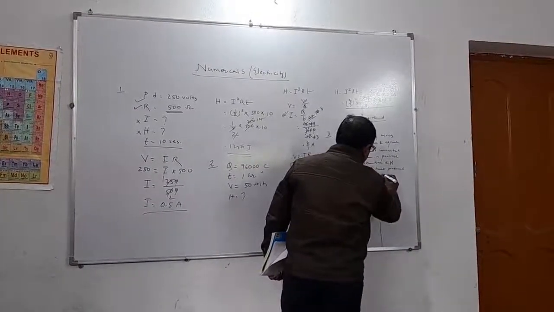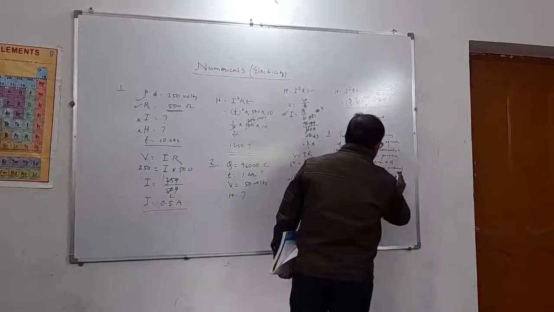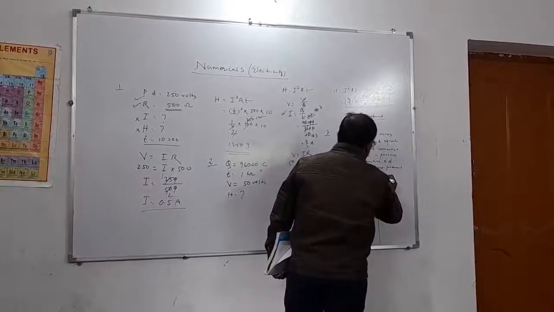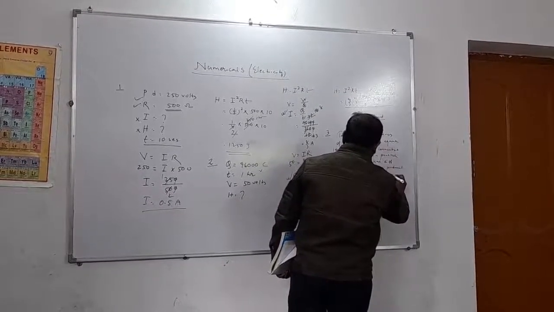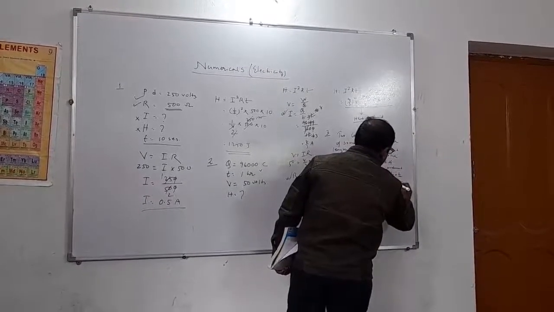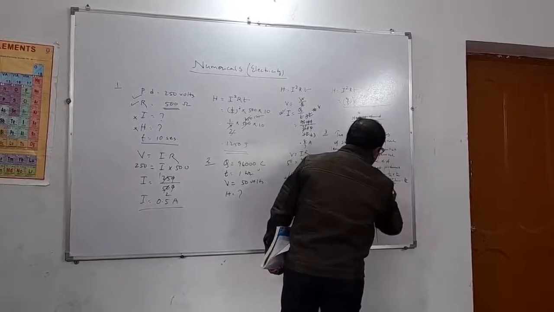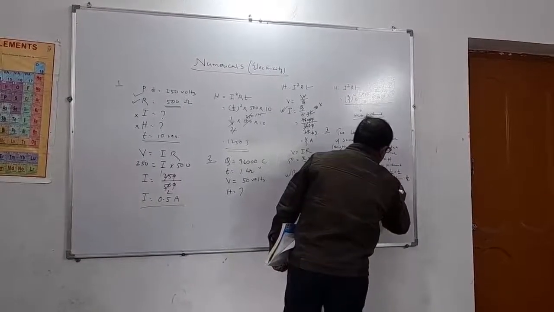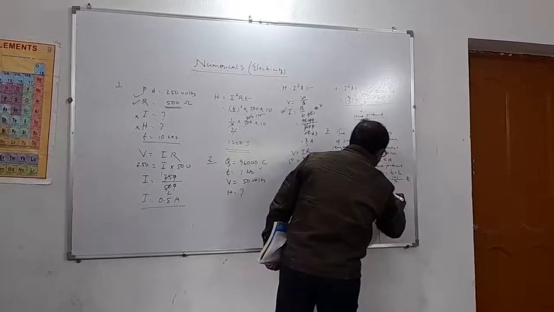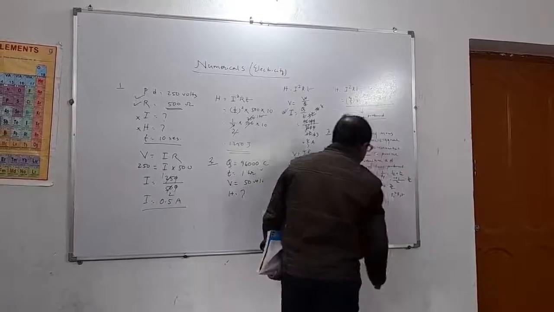In that case, H2 is equal to, first you have to find out the equivalent resistance, that is 1 by Rp equal to 1 by X plus 1 by X. X LCM, 1 plus 1, 2 by X, so Rp equal to X by 2. Again heat produced H2 equal to I2 square Rp t.